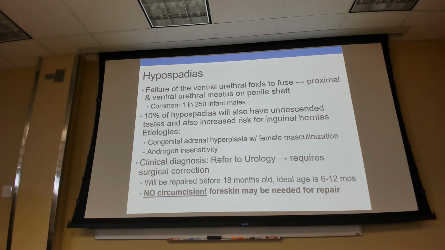You can see this also with congenital adrenal hyperplasia. If you see this in a female, it is actually very masculine because she had too much androgen. And this will require surgical correction, so this would be an indication to completely stop circumcision, because they will sometimes use the skin of the foreskin to help recreate the urethral meatus. So don't take away their ability to do that for your body.